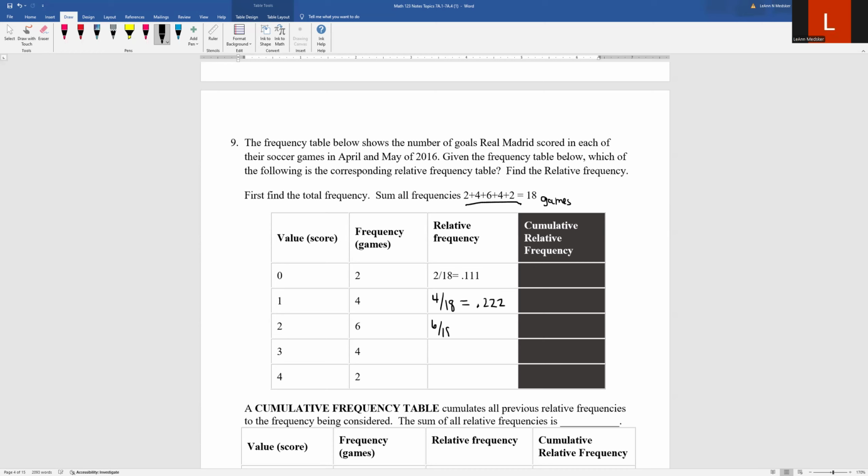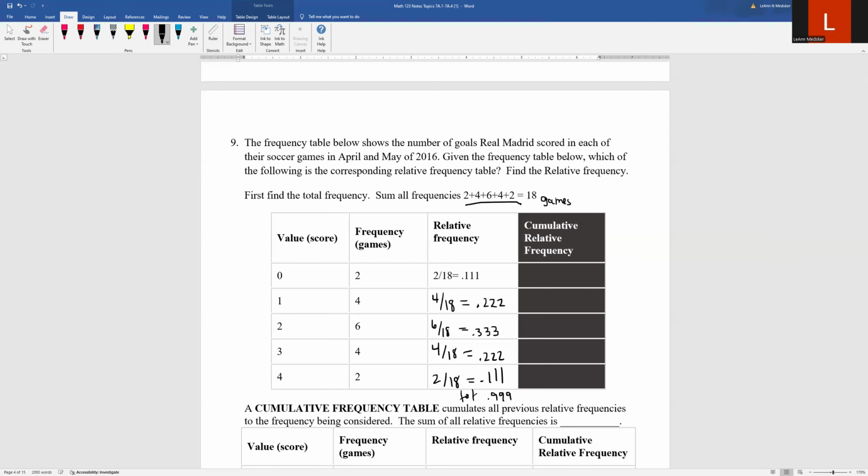6 divided by 18, if I do that on my calculator, comes out to 0.3 repeating, so rounding to 3 decimal places would just be 0.333. And you'll notice this is repetitive on these two because we have the same numerator as we did up above. This is a symmetric looking data set to me. Okay, so notice these are kind of percentages. If you add them all up, you actually get 0.999.